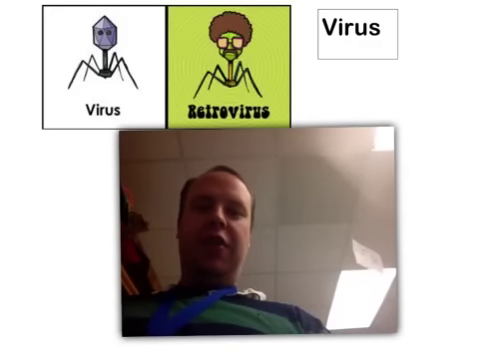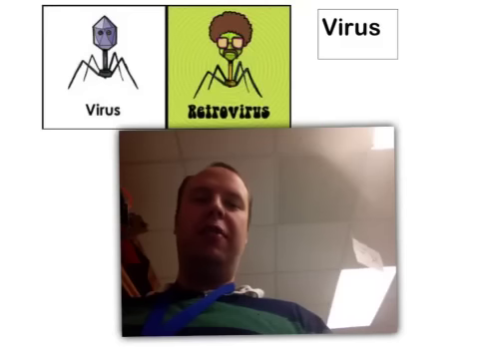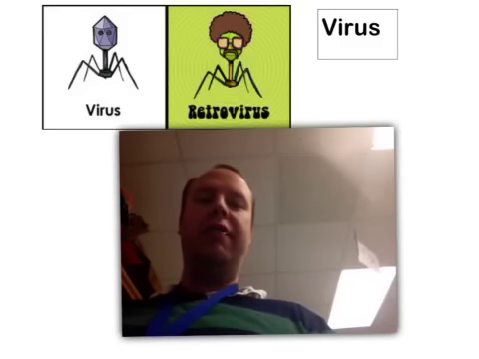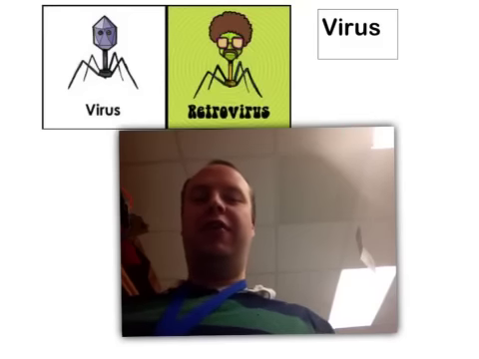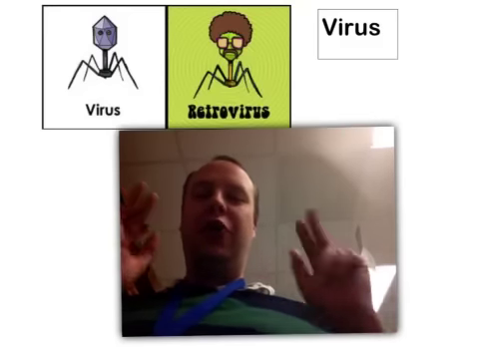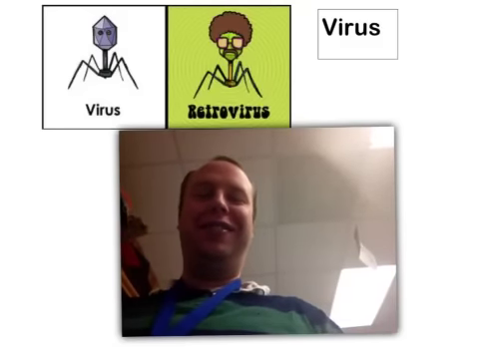Alright class, today we're going to learn about the structure of viruses, what they're made out of, and how they might cause diseases like HIV. You see on the picture above us we have a virus picture, and then on the right we have a retrovirus. Retro is old school, so to speak.